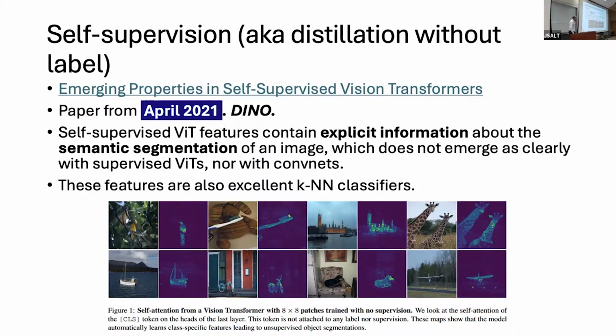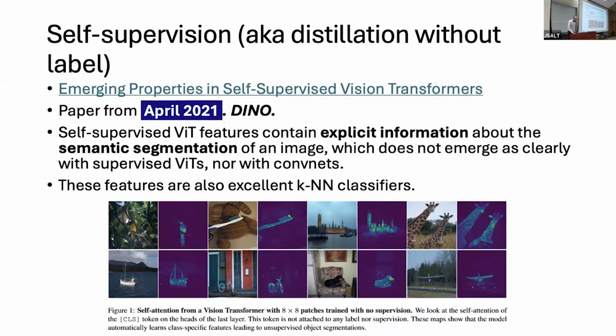So they also found out that the Dino features are actually excellent KNN classifiers, K nearest neighbor classifiers. So you just need very simple classifiers on top of these features to do your classification.